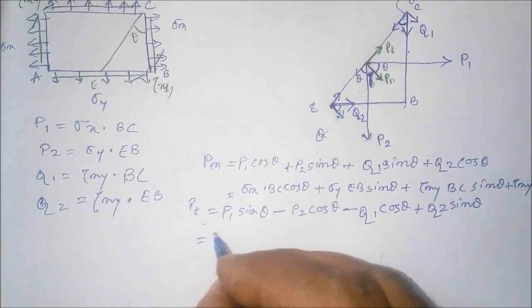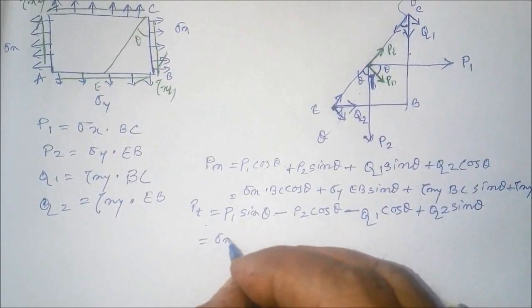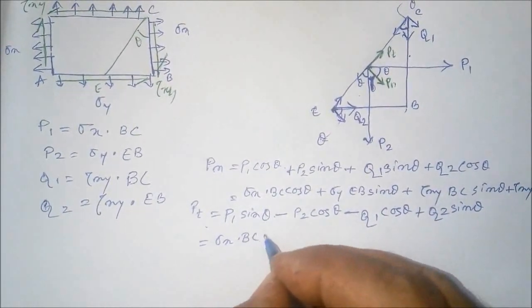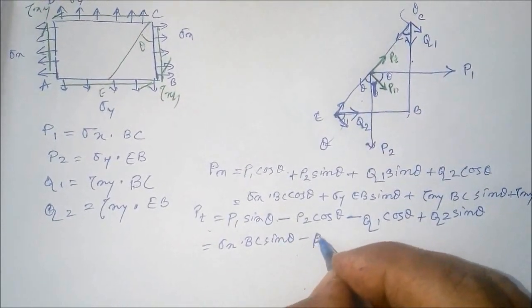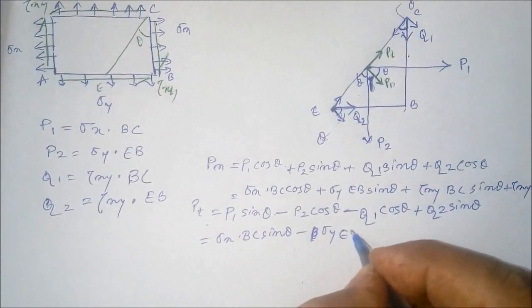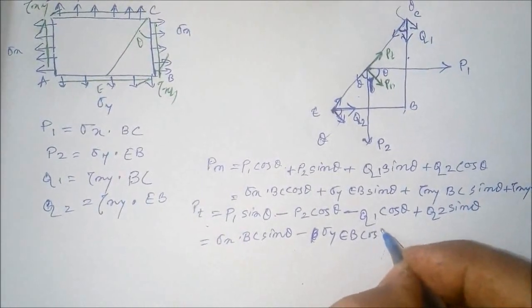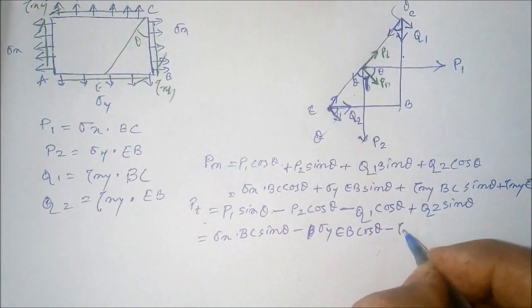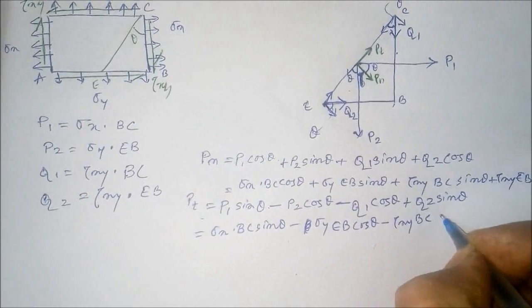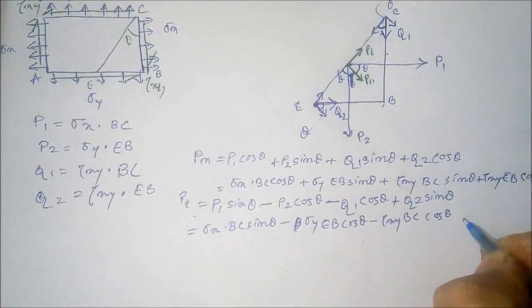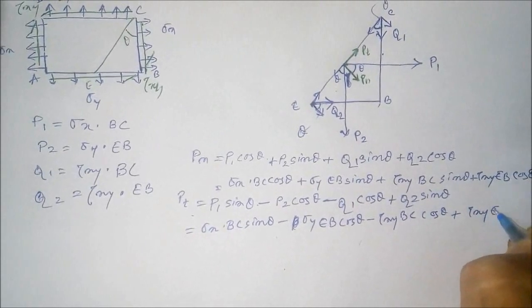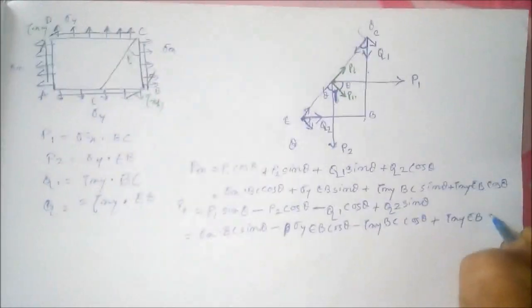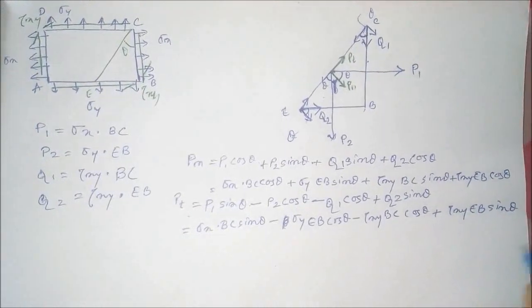So this p1, if you put the value, sigma x bc sine theta minus sigma y eb cos theta minus tau xy bc cos theta plus tau xy eb sin theta, right? Now those are the forces.